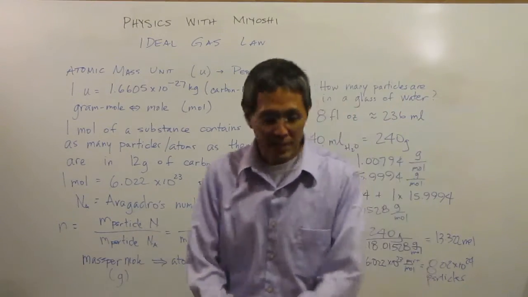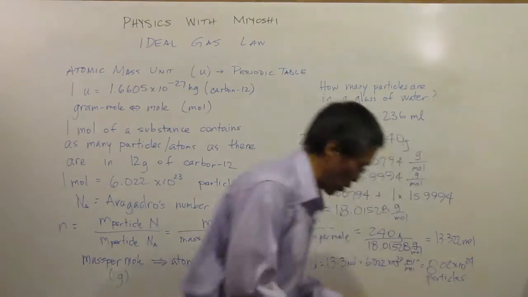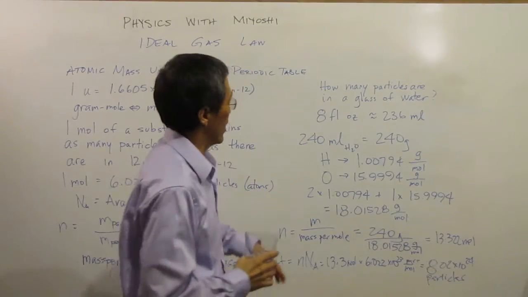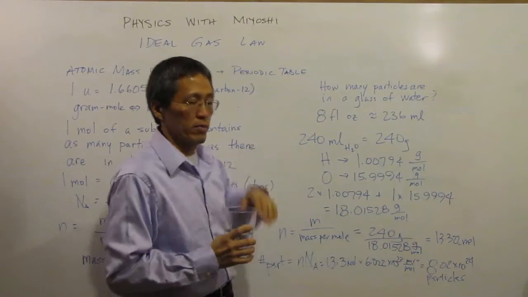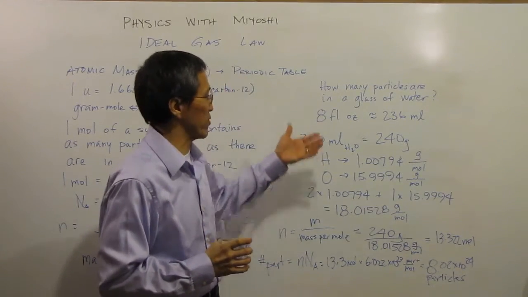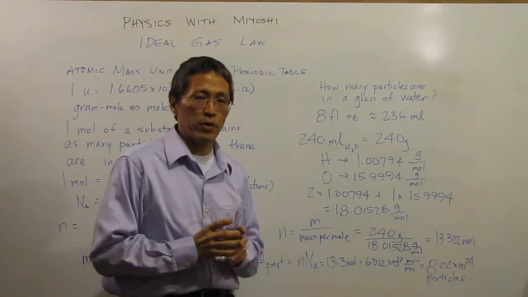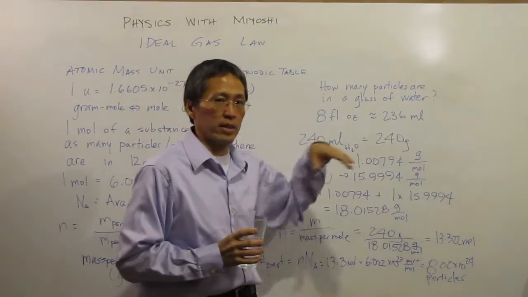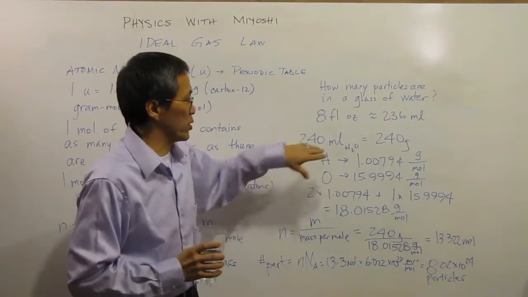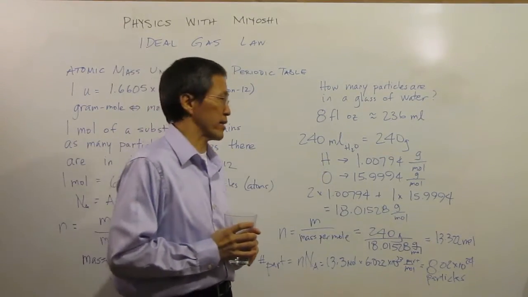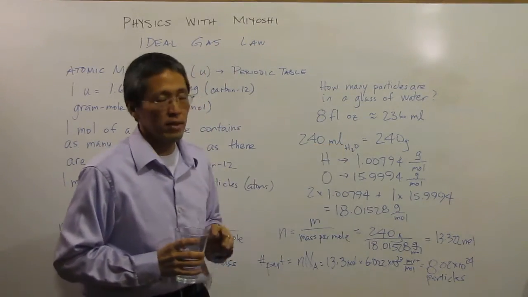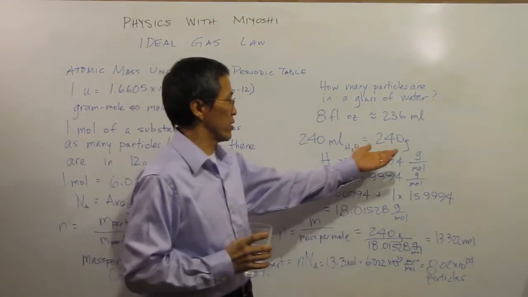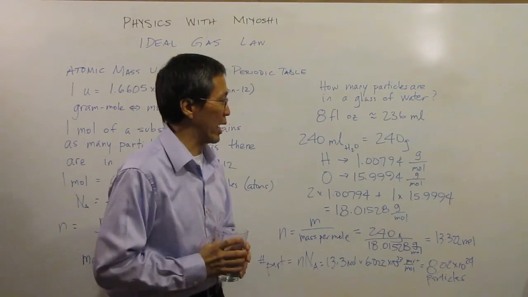Okay, so back to that question: what about our glass of water? How many particles are in a glass of water? A glass of water is approximately 8 fluid ounces, which is about 236 milliliters, which I rounded up to 240 milliliters to make these calculations. So if I have 240 milliliters of water, at the right temperature and pressure, that's around 240 grams.